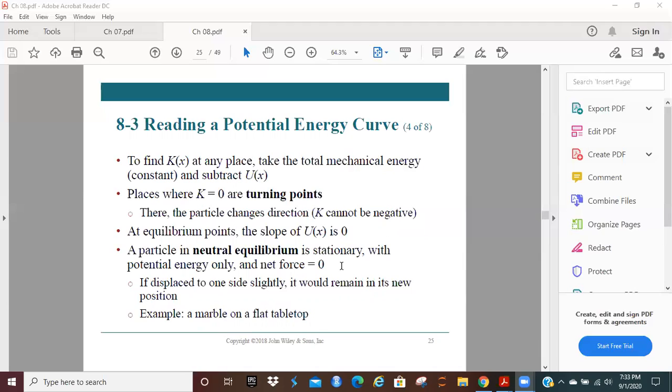At equilibrium points, the slope of the potential energy is going to be 0. A particle in neutral equilibrium is stationary with a potential energy only, and the net force is equal to 0. And if it's displaced to one side slightly, it would remain in its new position. So an example might be a marble on a flat tabletop. If you move it to one side, it's pretty much just going to try to remain where it is.